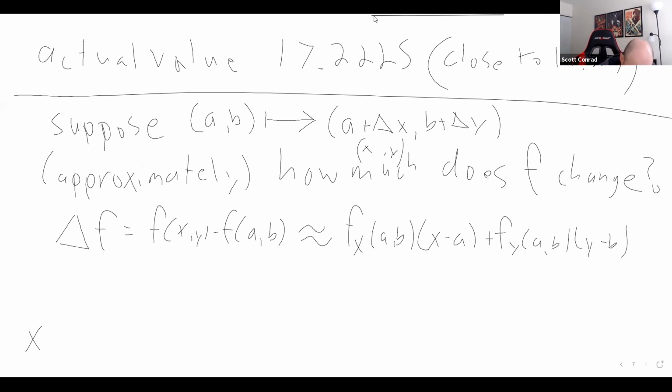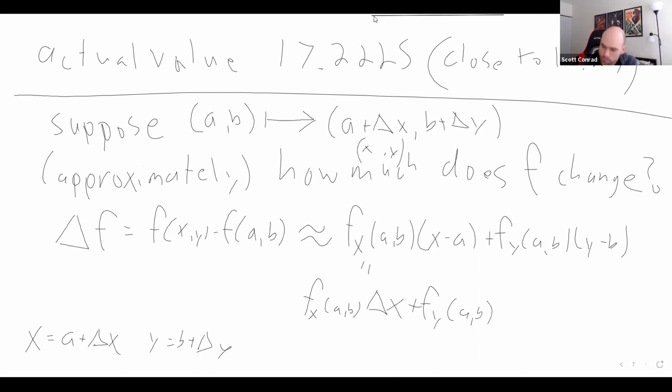I just use xy as shorthand, but the new x value is going to be a plus our little bit, delta x, and our new y value is going to be b plus delta y. Plugging those in, what we get is the partial of f with respect to x at AB times a plus delta x minus a, which is just delta x. And then doing the same for y: the new y value, b plus delta y, minus b is just delta y.